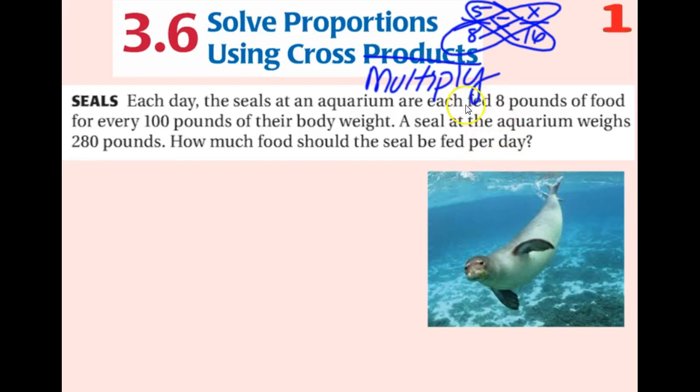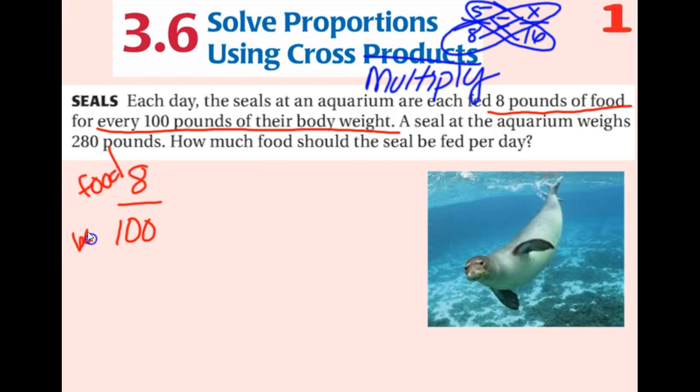The information that goes together we need to write as a fraction. Well, the seals are fed 8 pounds of food for every 100 pounds of their body weight. That information goes together, 8 pounds for every 100 pounds. So I'm going to write that as a fraction, 8 over 100. This is 8 pounds of food for 100 pounds of their body weight.